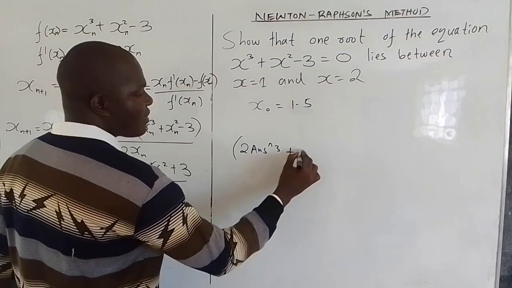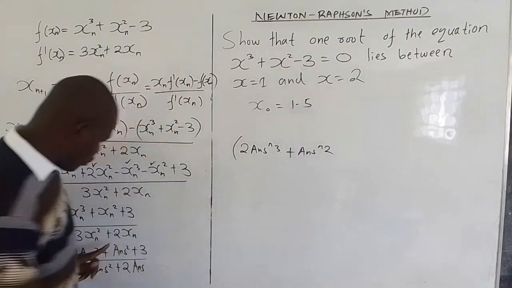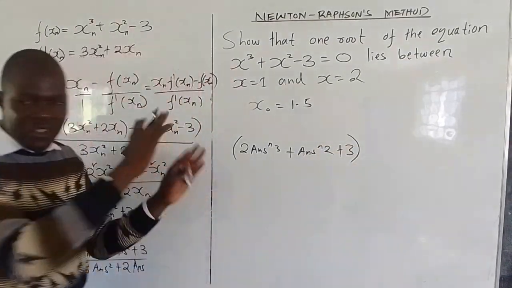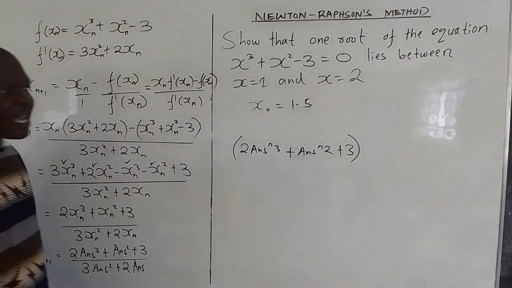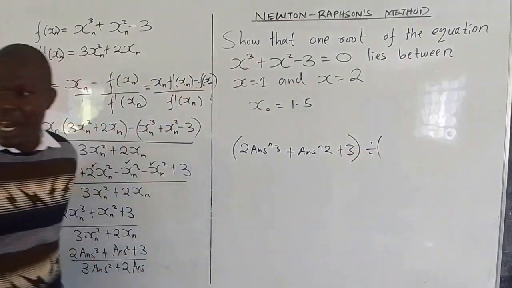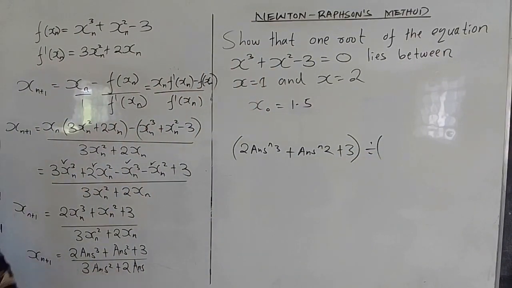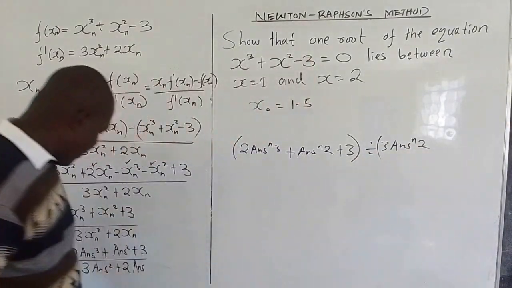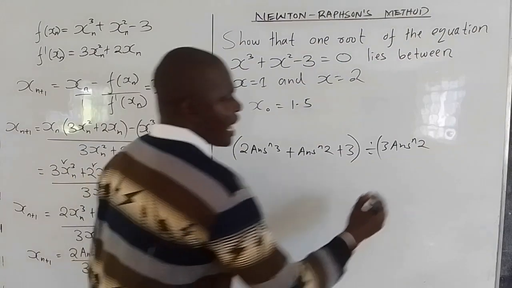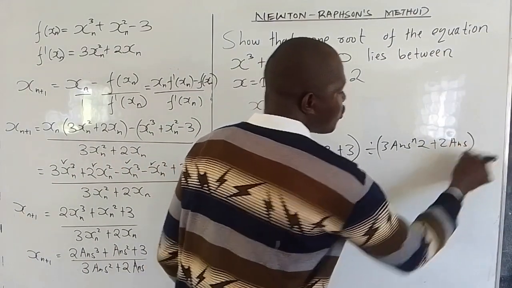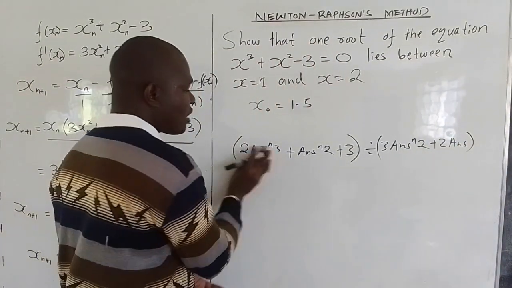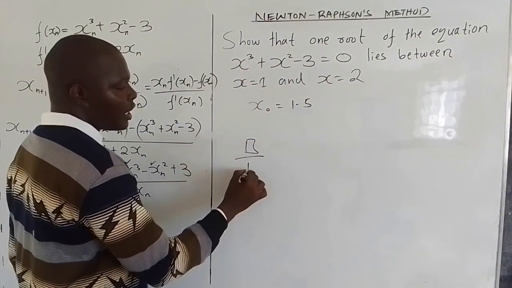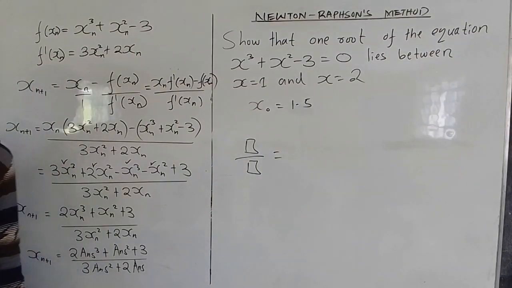Then plus answer raised to power 2 plus 3. Then you close the bracket of the numerator. Then it is divided by, you open the bracket of the denominator, 3 answer raised to power 2, then plus 2 answer. That is if you're using the other calculator, but if you're using the recommended calculator, you simply press the fraction key instead, isn't it?